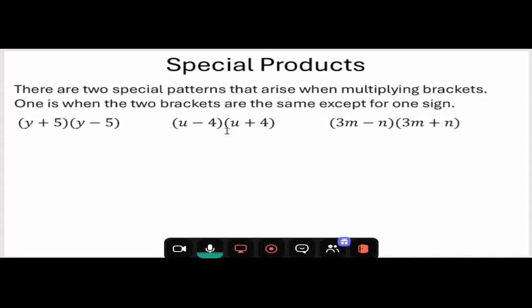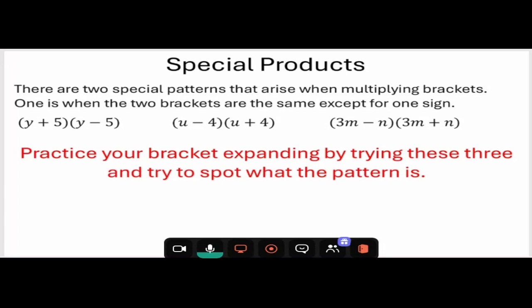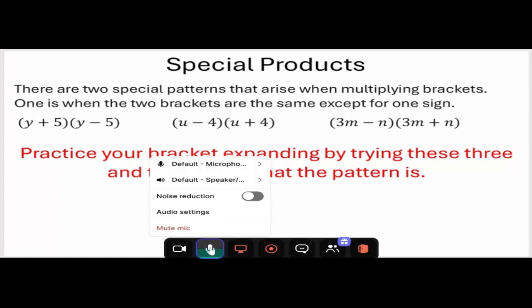U minus 4 and u plus 4. 3m minus n and 3m plus n. Well, let's expand these and see what happens. And this is great practice for you, so we're going to take a little pause. What I want you to do is practice your expanding, multiply everything in the first into the second, and then collect like terms, and see if you can spot what pattern emerges from this special type of expansion.